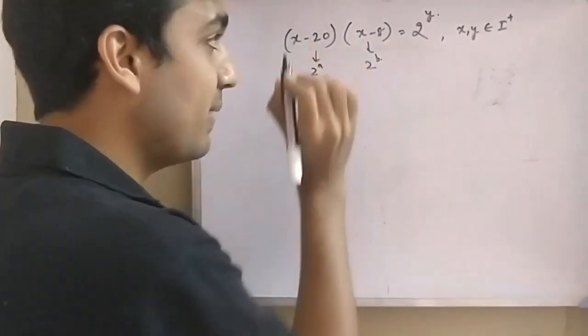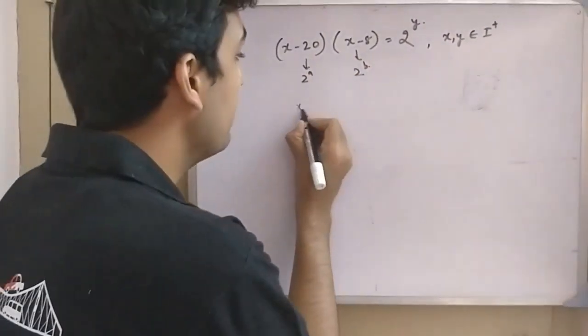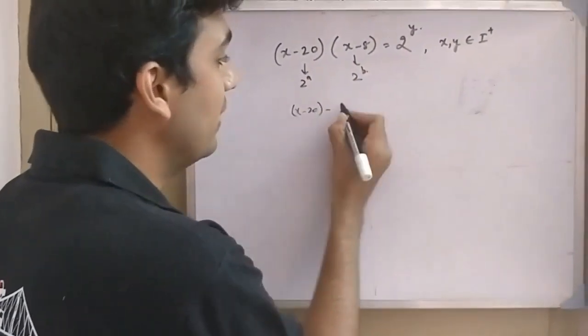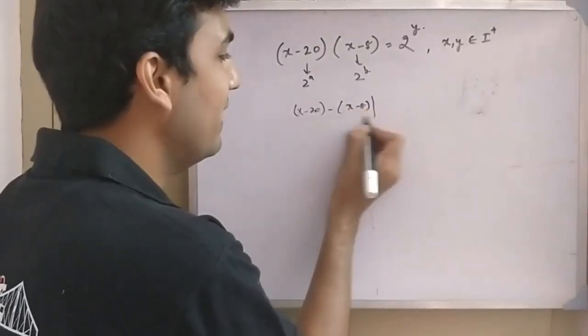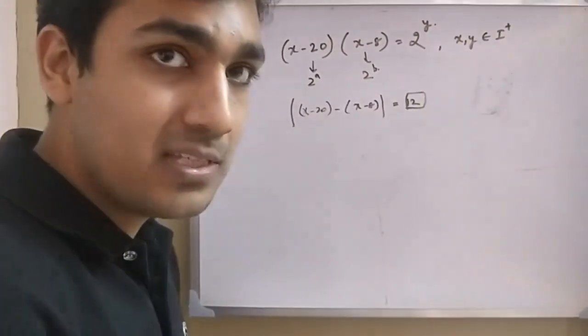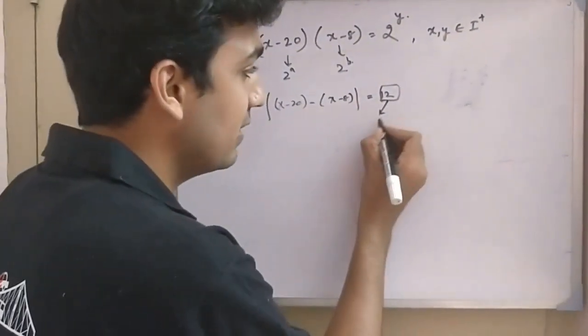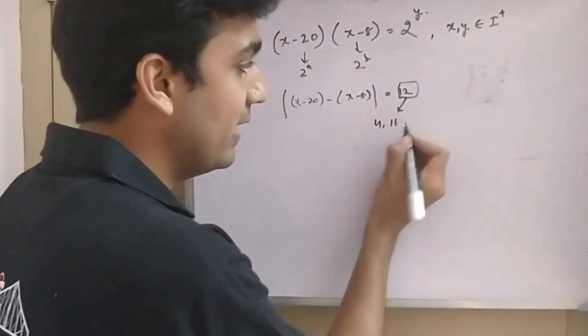Now x minus 20 is one factor and the second factor is x minus 8. So the difference between them is (x minus 8) minus (x minus 20). If we take the modulus, it is nothing but 12. So we need two powers of 2 such that the difference is 12. We can very directly see that the numbers would be 4 and 16, right?